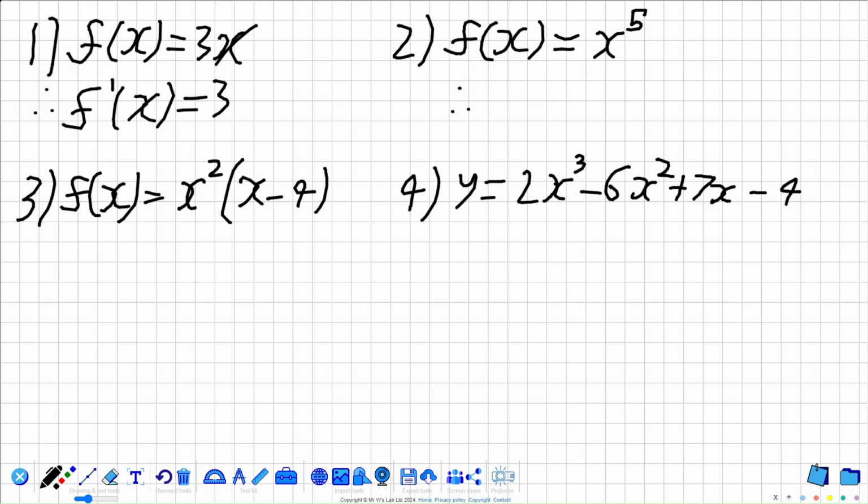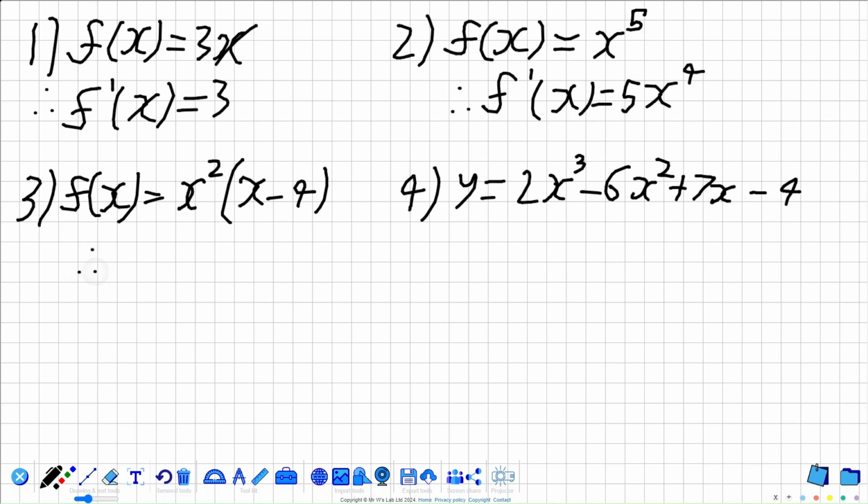We've got x to the power of 5, so f dash x will just equal the coefficient times the front, so 5x to the power of 4. It's just taking away 1 from the power and moving that 5 to the front. Easy. And now the next one, we've got a little bit more complicated.